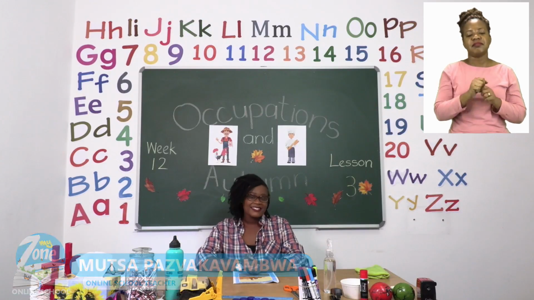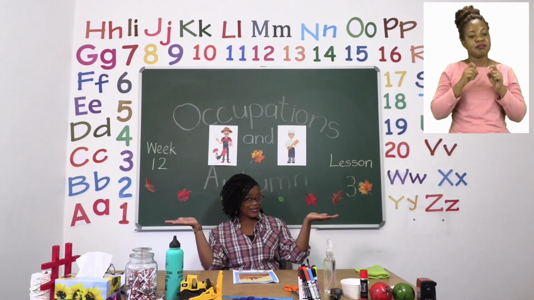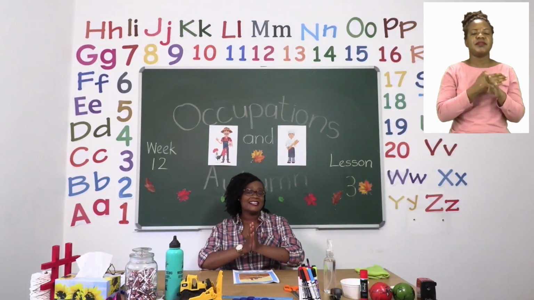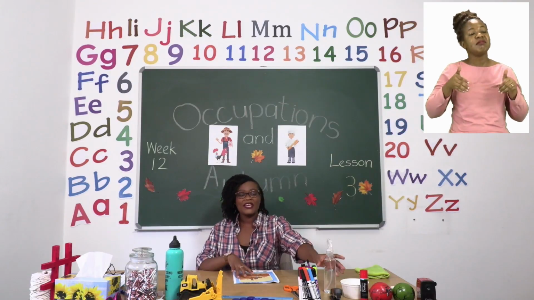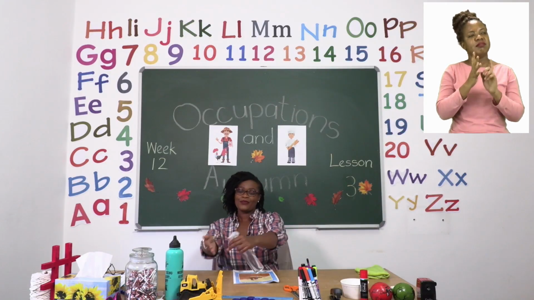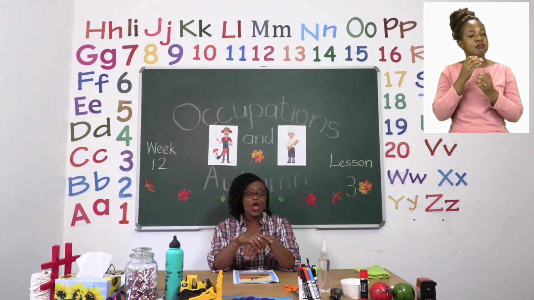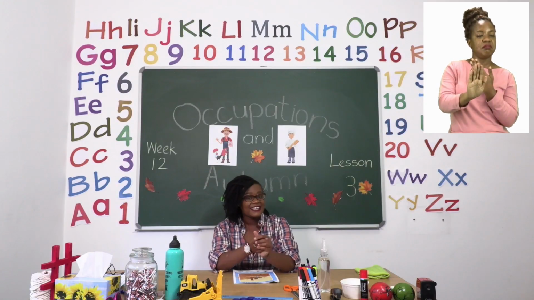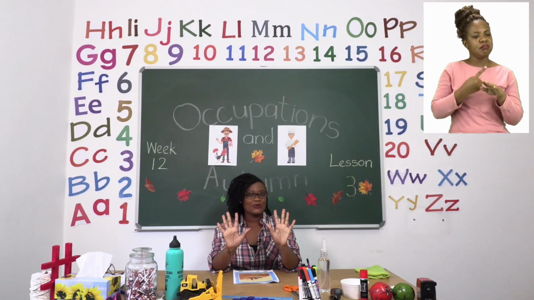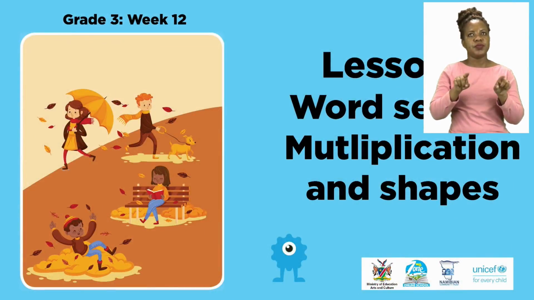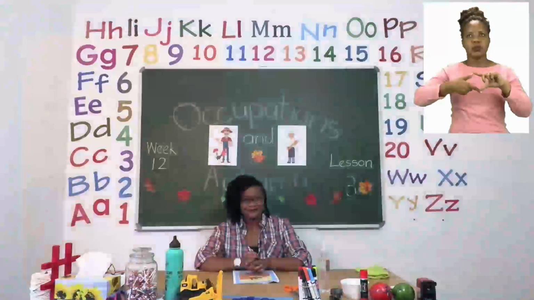Our theme this week is occupations and autumn. Before we get into any lessons, boys and girls, we need to sanitize. Remember, when we sanitize, we are trying to stay safe. So sanitize as regularly as possible. Make sure your hands are dry before you touch anything else. For today's lesson, we will be talking about word search, multiplication, and shapes.